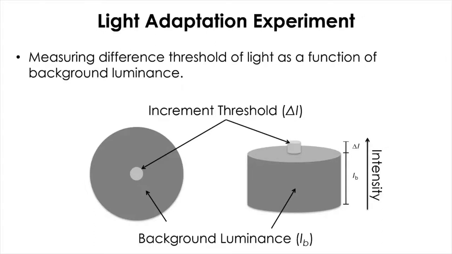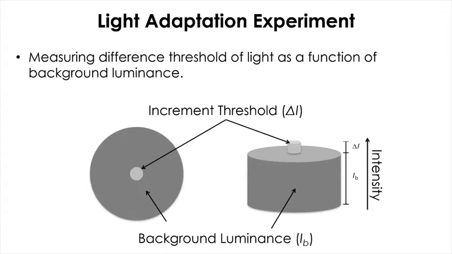So these two visual systems, the photopic system and the scotopic system, are known to regulate the range of light intensity by way of adaptation. Light adaptation occurs as the level of background illumination is slowly increased. So people studied how these two systems differ in detecting a spot of light embedded in different ambient backgrounds. Here is an example representation of the stimulus used in a light adaptation experiment.